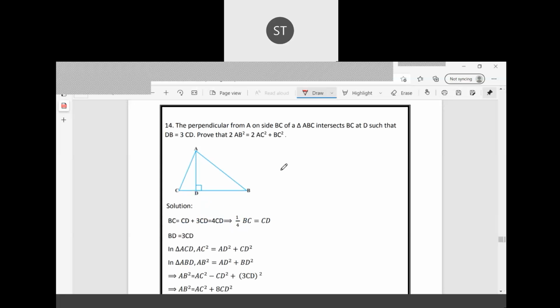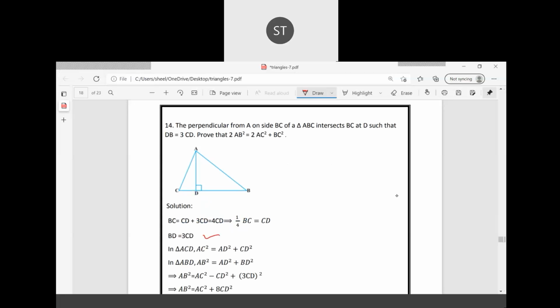The perpendicular from A on the side BC of a triangle ABC intersects BC at D such that DB equal to 3CD. Prove that 2AB square equal to 2AC square plus BC square. So here it is given that BD equal to 3CD. So what is given in the question?